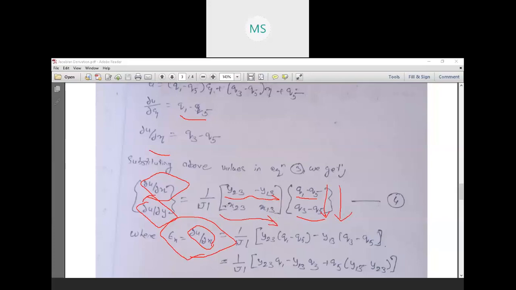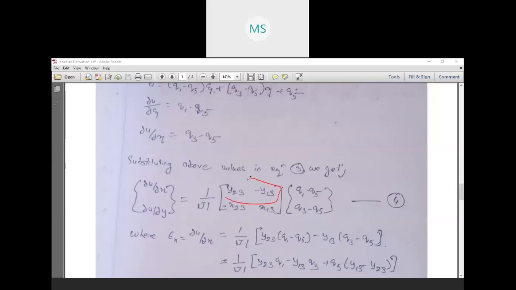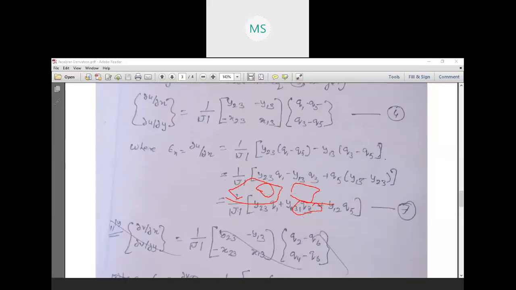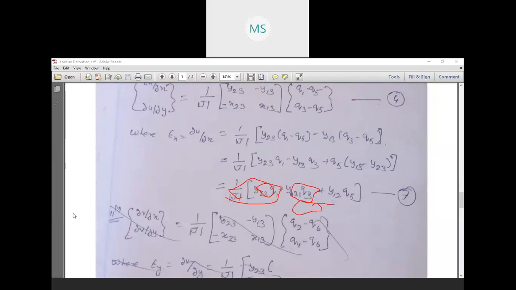As simple as that. So 1 by J, y23 into, so how are we doing? Again, it's not at all a big thing. So first row and first column, this and this must go first. So y23 into q1 minus q5 minus y13 into q3 minus q5 will give you the first one. This one and this one. So if you keep on simplifying, once you simplify, you will get the final expression as something like this. This is your final expression when you solve it.